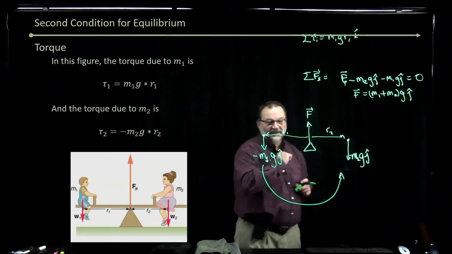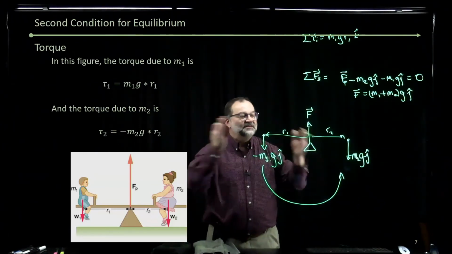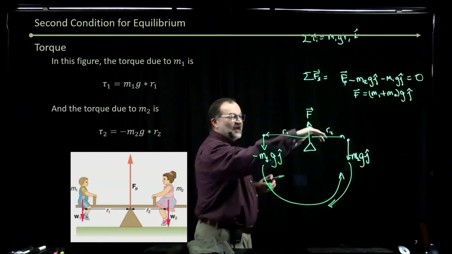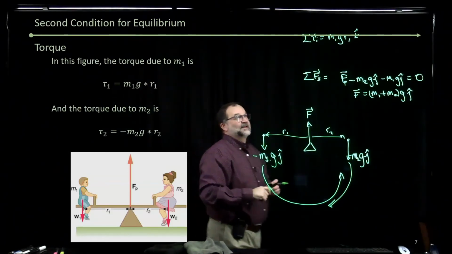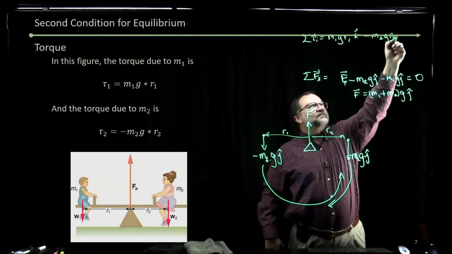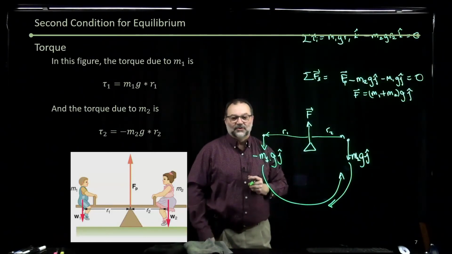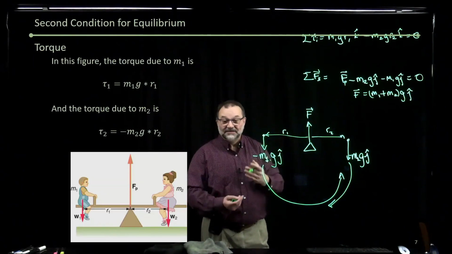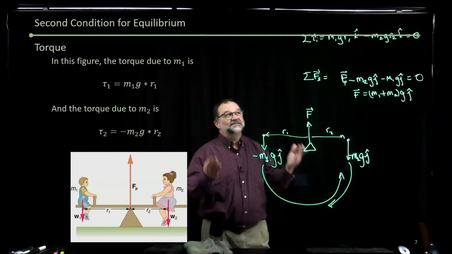What's the second one? The second one, M2G. What's that going to cause this system to do? Well, that would cause a rotation in this direction, a clockwise rotation, back away from me. And since it's a rotation back away from me, that's negative. And that all has to be equal to 0. So M1G R1, and since everything's in the same direction, the direction at the end of the day doesn't matter. You just have to get the signs right.